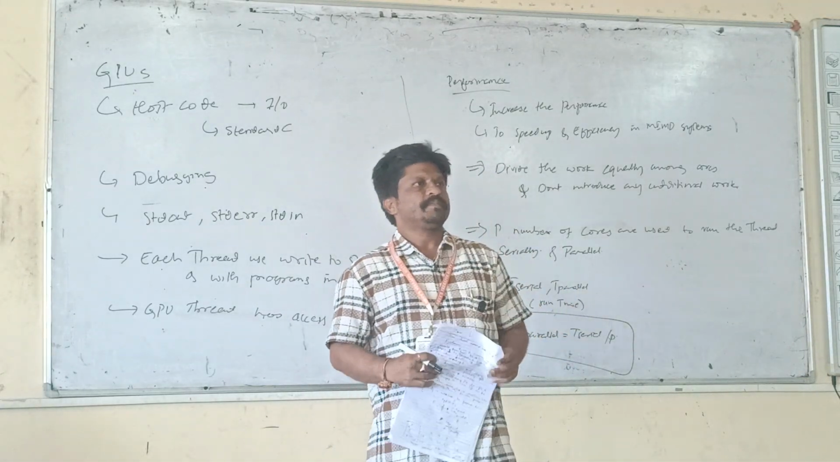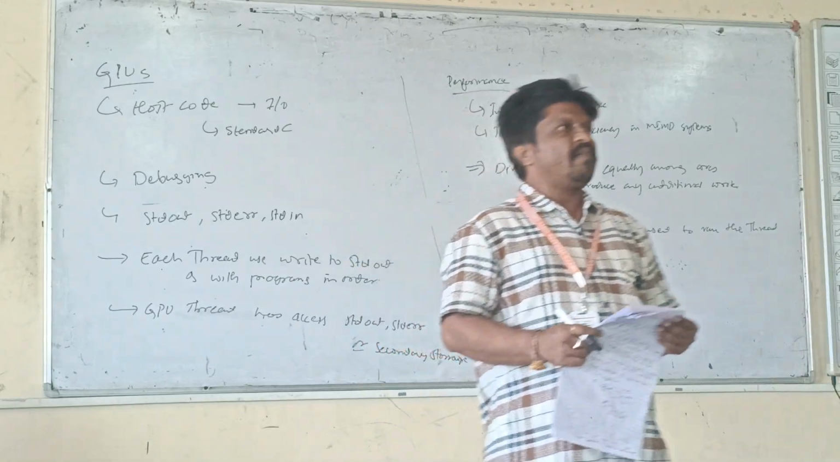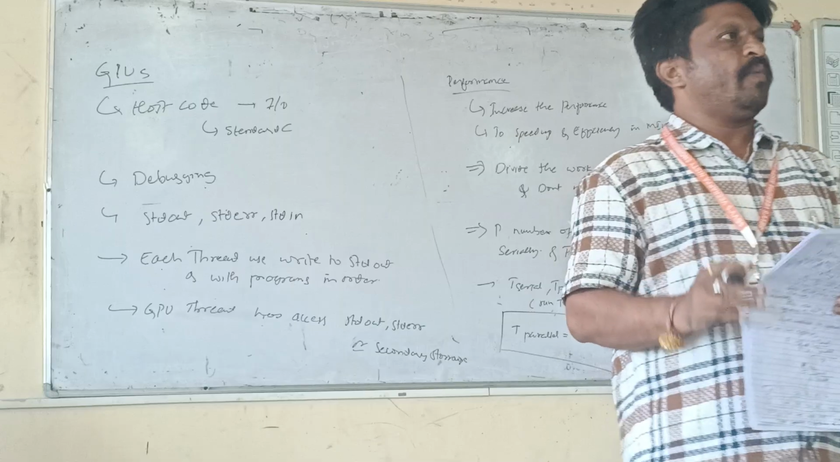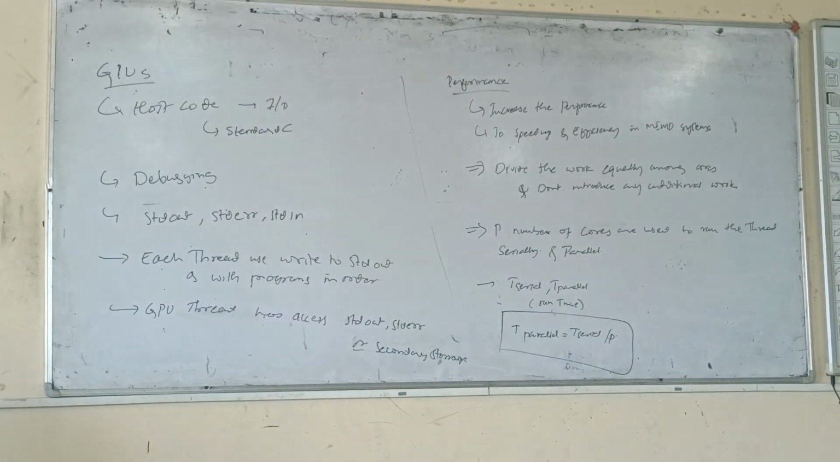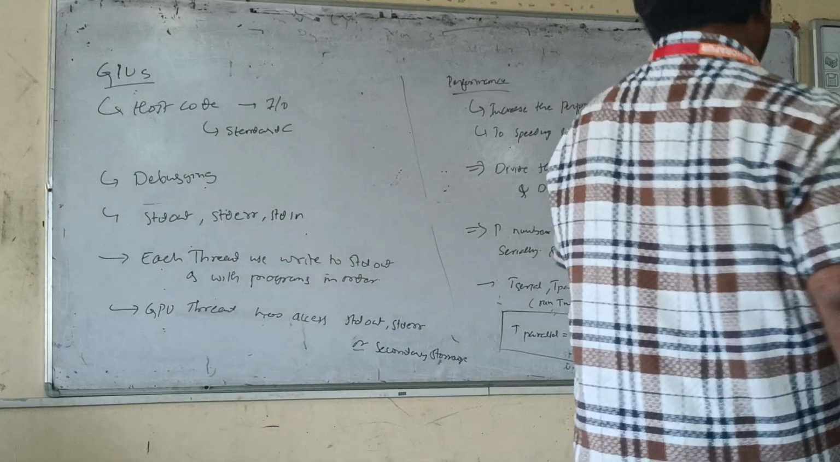Here the p is the number of cores, the number of processors. Whatever you are studying here, T parallel equals T serial by p, it will give the linear speed up. We will get a good speed up, and here we are also getting the linear speed up.